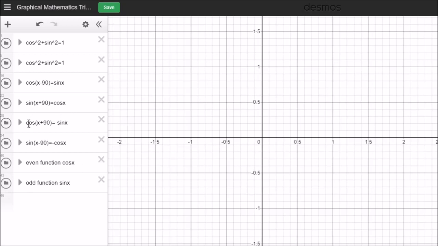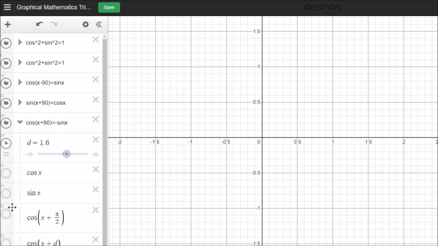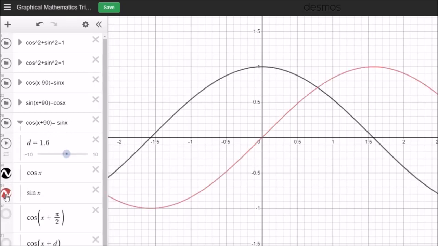So now we'll look at cos of x plus 90 is equal to minus the sine of x. Again we'll put in the sine and the cosine here. So it's the cos of x plus 90. We take the cos of x, and plus 90 means shifting it to the left. So let's have a look and we'll see that it's actually shifting to the left. So this is this one here.